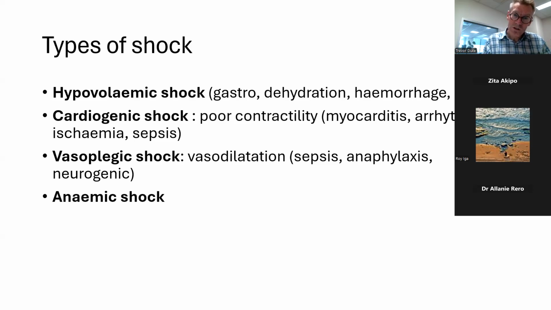Then there's cardiogenic shock, where there's poor contractility, and that might be from myocarditis or rheumatic heart disease or arrhythmia or ischemia to the heart or sepsis.